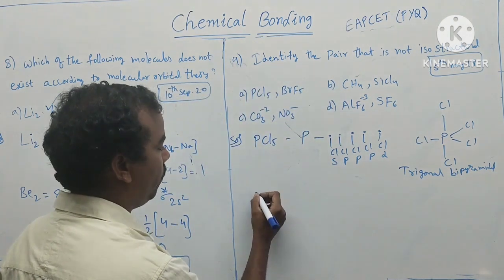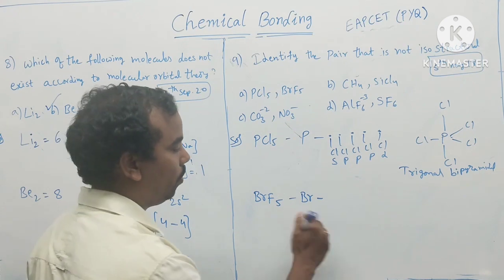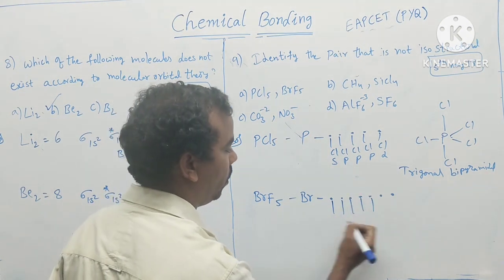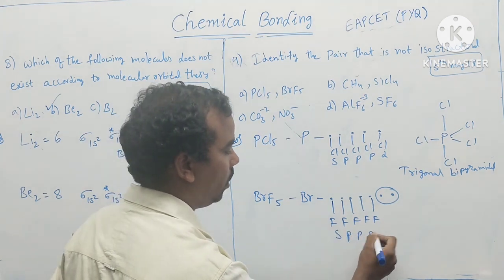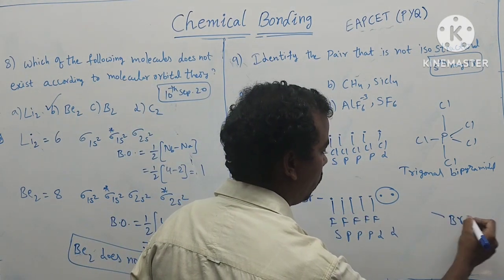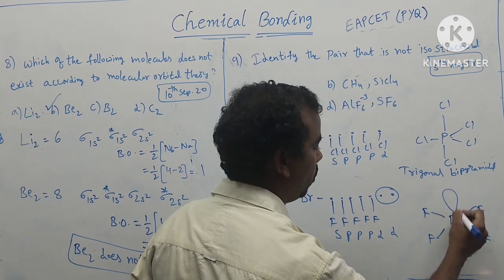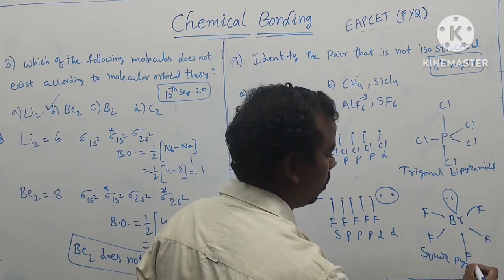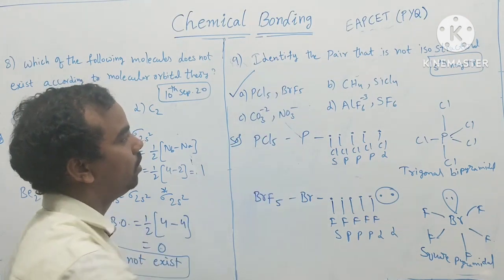So next one, BrF5. The central atom is bromine, a 7th group element, with 7 valence electrons. 5 fluorine atoms form 5 bonds, so 1 lone pair remains. Hybridization is sp3d2, with 1 lone pair. The shape is square pyramidal, but not trigonal bipyramidal. So different shapes. So the answer is not isostructural.